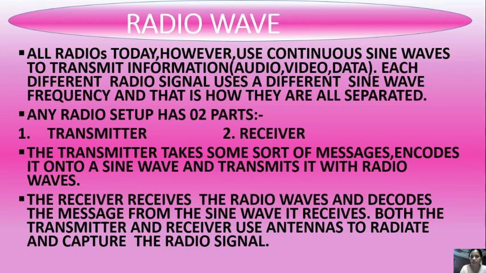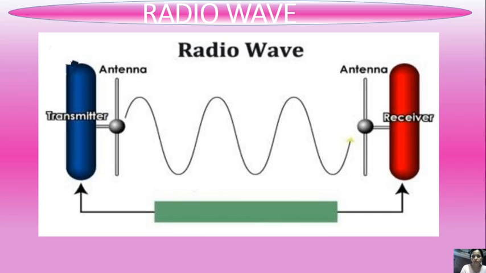We can see one image here, of transmitter and receiver. On the left side you can see the transmitter and on the right side the receiver, and in between waves are going on. The transmitter has one antenna and the receiver has another antenna. This is the concept of transmitter and receiver.